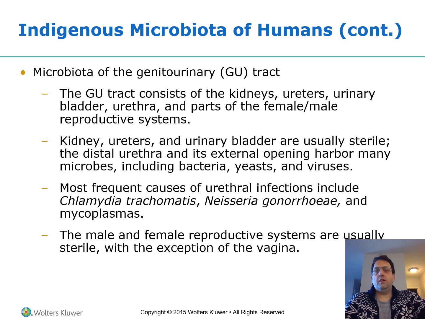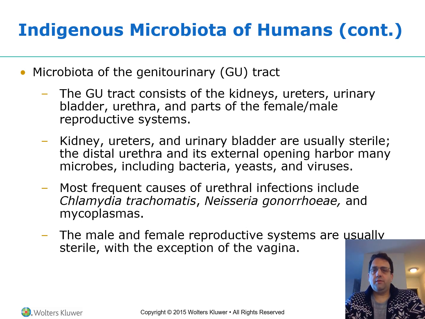The genitourinary tract is the kidneys, the ureters, the urinary bladder, the urethra, and the parts of the male or female reproductive system that are attached to it, are connected to it. So the kidneys, the ureters, the urinary bladder are usually sterile. Distal urethra and its opening might have microbes, bacteria, yeast, viruses.